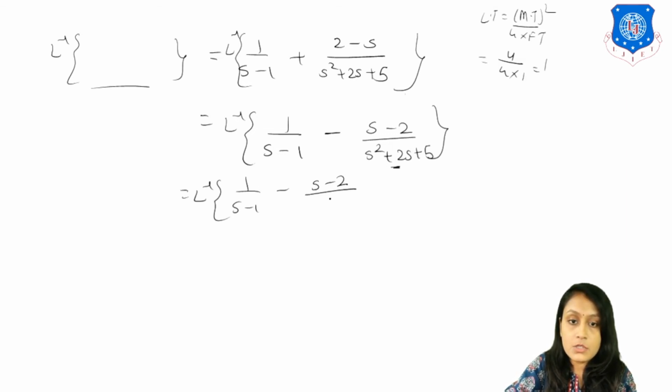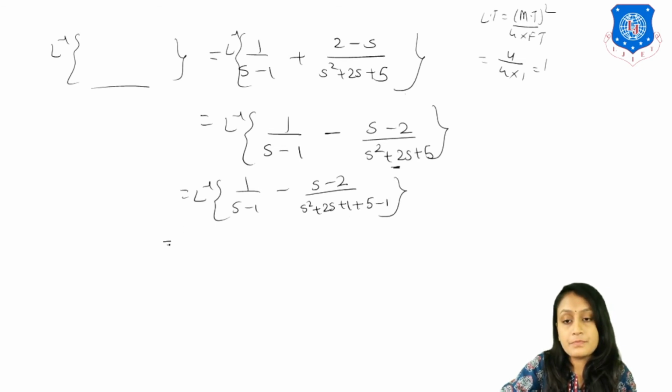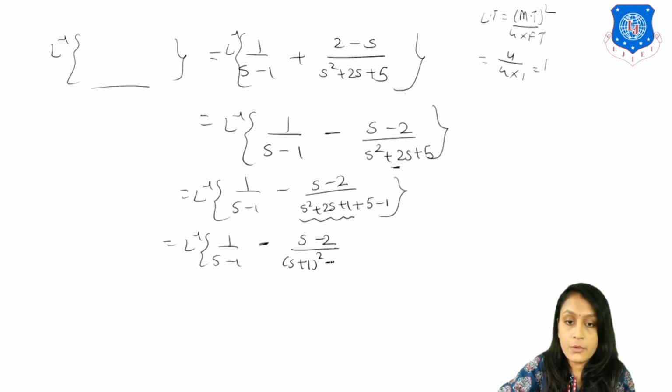So s minus 2 upon s square plus 2s plus 1. Now as we have added 1, we have to subtract 1. So here 5 minus 1. Now Laplace inverse of 1 upon s minus 1 minus s minus 2 upon, now from this we can write it as s plus 1 whole square, and here we have 4.